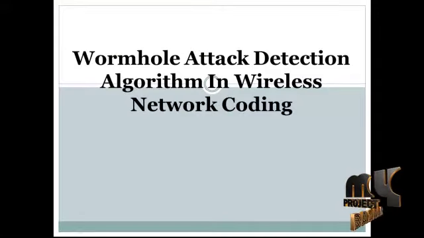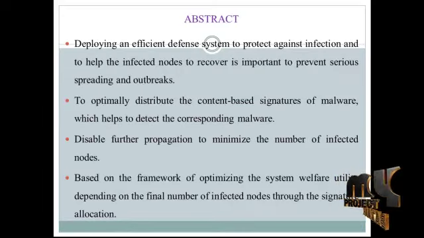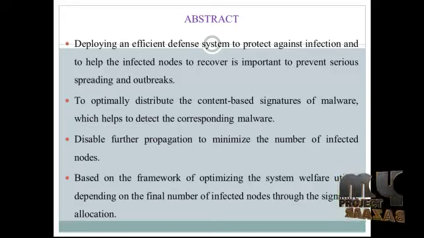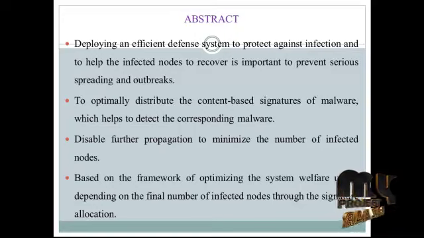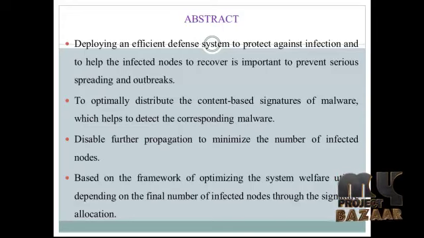Our project title is Wormhole Attack Detection Algorithm in Wireless Network Coding. The main contribution of our project is deploying an efficient defense system to protect against infection and to help the infected nodes recover, which is important to prevent serious spreading of data and outbreaks. It optimally distributes the content-based signatures of malware, which helps to detect the corresponding malware and disable further propagation, minimizing the number of infected nodes. This is based on a framework of optimizing the system welfare utility depending on the final number of infected nodes through the signature allocation.